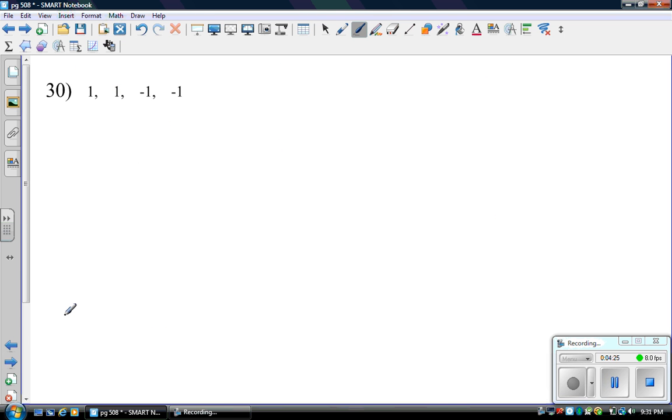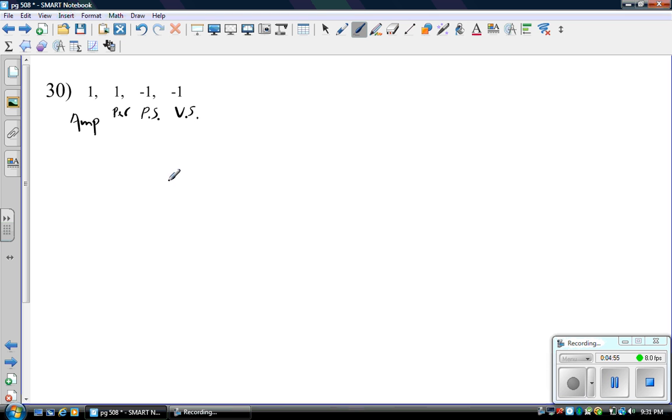Next one I want to do is number 30. It says write a sine function with the given amplitude, period, phase shift, and vertical shift, respectively. So, just so we've got it sorted out here, there's our amp, there's our period, there's our phase shift, there's our vertical shift. And they put 1s and -1s to try to make it look confusing, but it's not actually terribly difficult. Let's break it down by pieces.